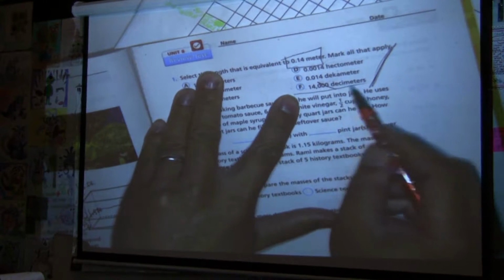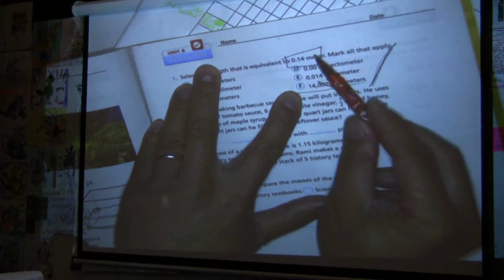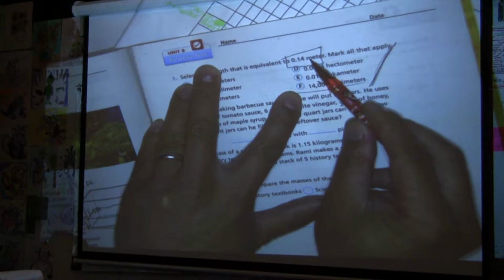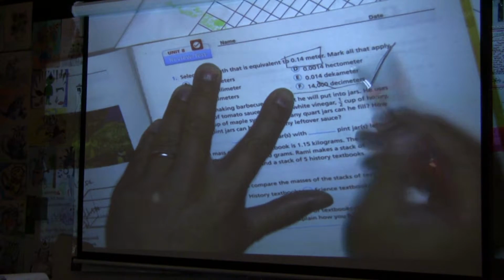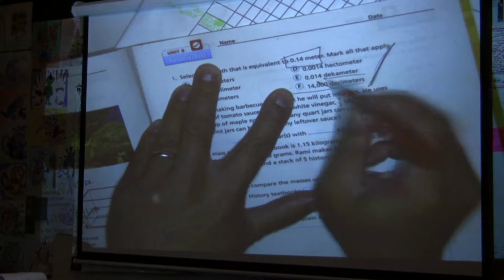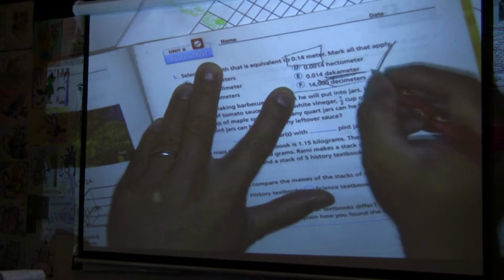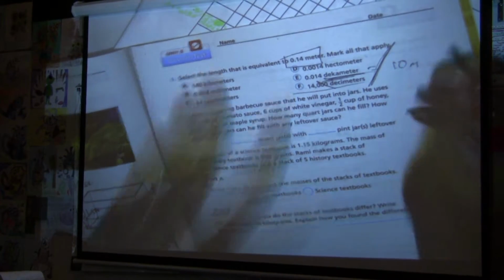14,000 decimeters is way more than a portion of a meter. So we eliminated that. But a decameter is how many meters? 10. This is equal to 10 meters. And if you didn't know your conversions, what page was that on? A while back, right? It's in the reference table. It's in the reference table right after the review.